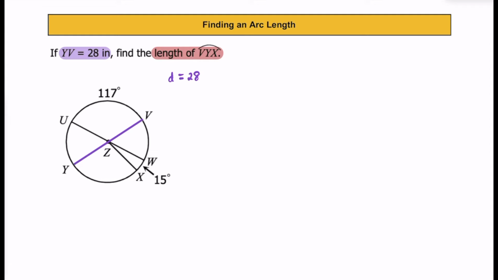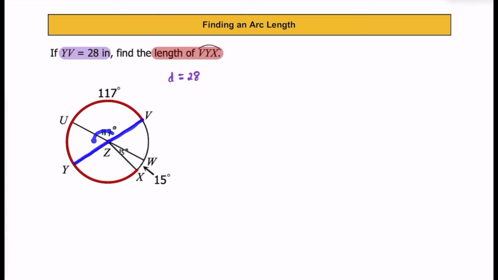All right, now they're asking us to find the length of arc VYX, which is this arc length that starts at V, comes around and passes through Y, and then ends over here at X. All right, so next we have this arc length of 117 degrees, and we also have a central angle right over here. So we can go ahead and say that the central angle we know is also going to be 117 degrees. Similarly, we see this arc length of XW, and that's being opened up by this central angle right over here. If the arc length is 15 degrees, then we know that the central angle is also going to be 15 degrees.